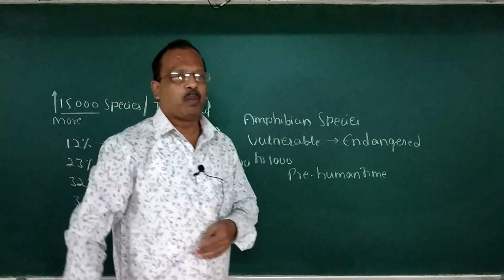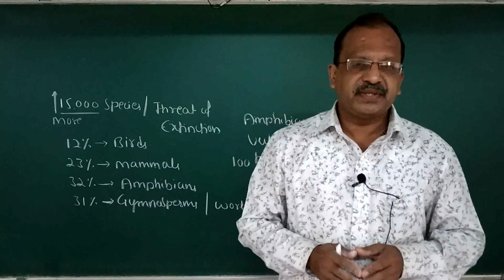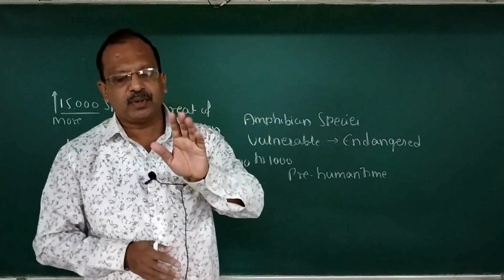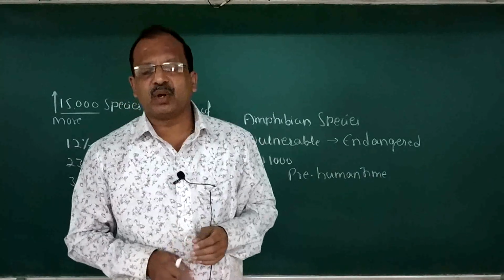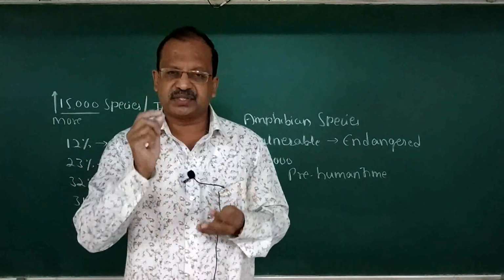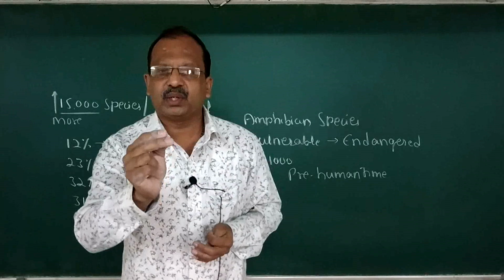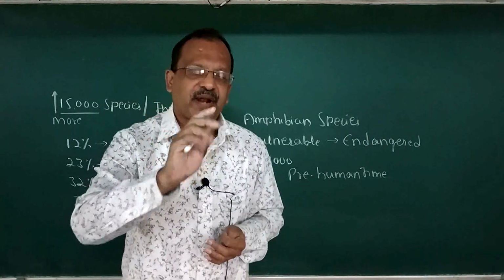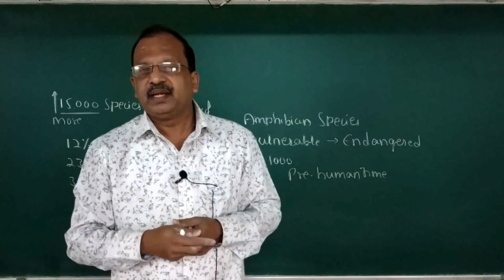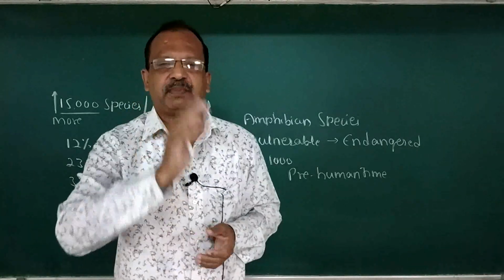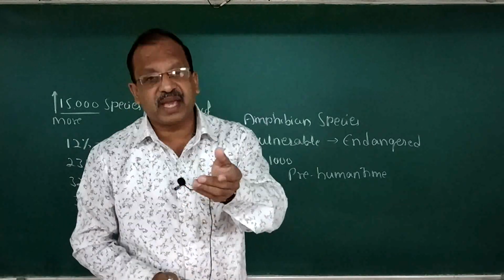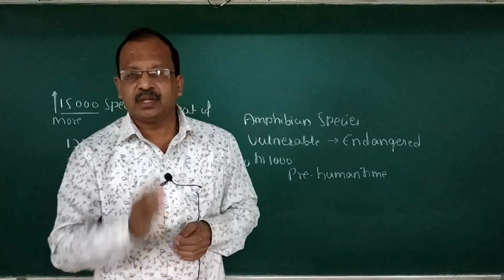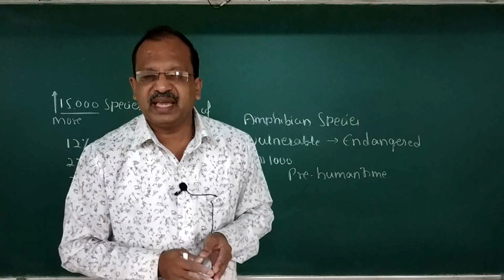So now look at the 4 main reasons behind the loss of biodiversity. Number 1, habitat loss and fragmentation. Second, introduction of exotic species. Number 3, over-exploitation. Number 4, co-extinction.